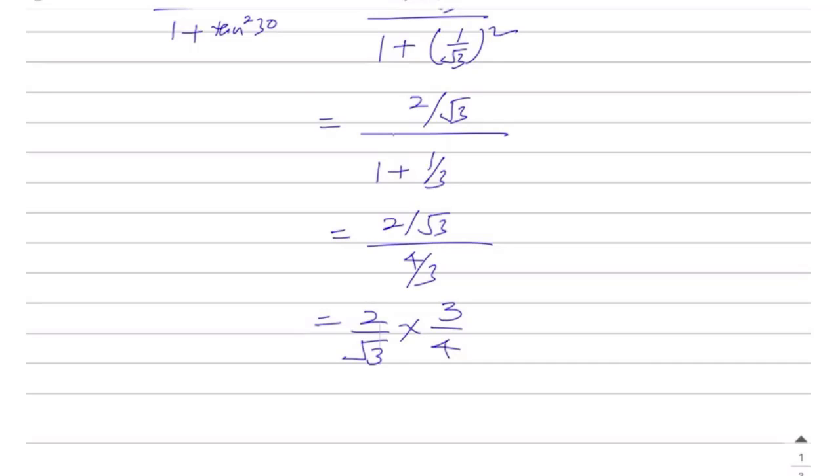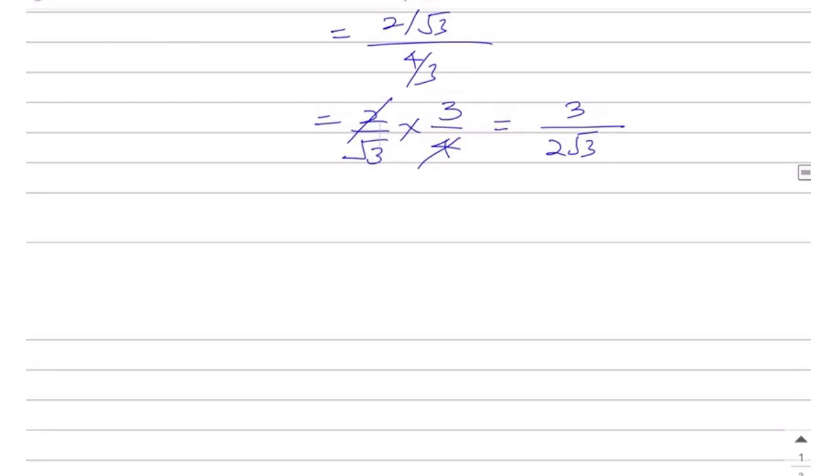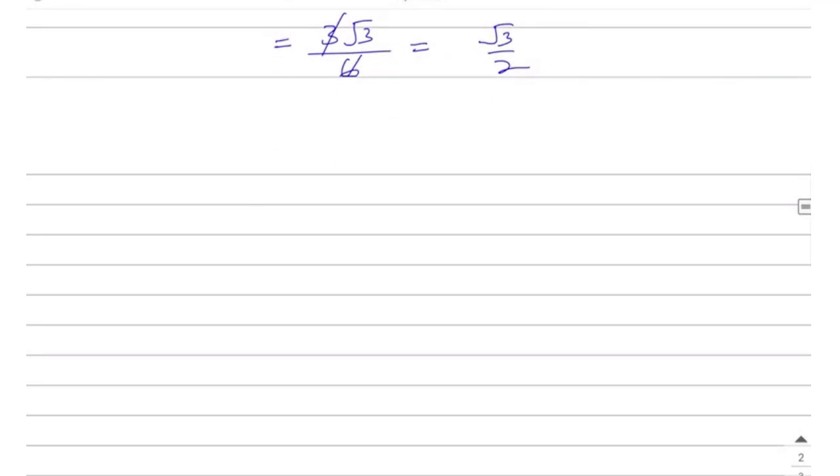This 2 is cancelled out. 3 upon root 3, multiply by root 3 and divide by root 3, so we get 3 root 3 divided by 6, and this 6 is cancelled out by 3, so we have root 3 by 2, and we know that this is the value of sin 60 degree.